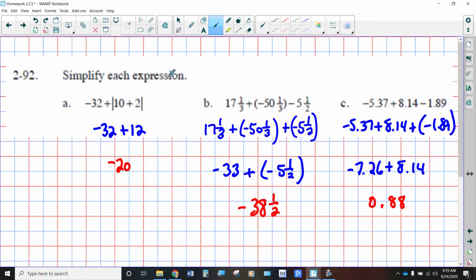All right, simplifying each expression below. This is an absolute value problem, so you have to do this first. 10 plus 2 is 12. The absolute value of 12 is 12. So now when you add -32 to 12, you're asking yourself, do you have more positives or more negatives? And the answer is you've got more negatives.